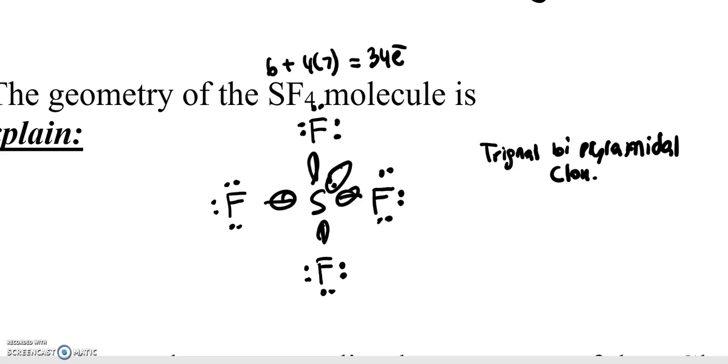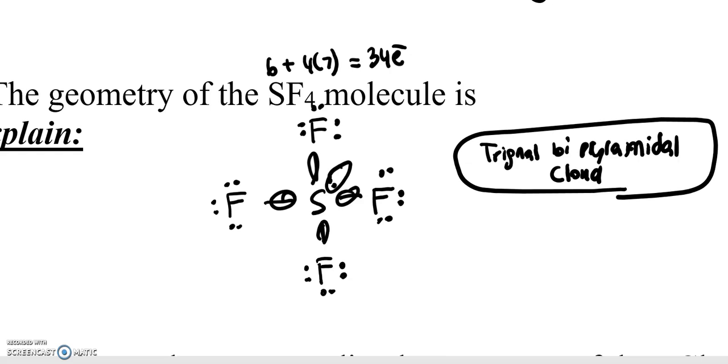That's the cloud, right? First, we want to find out the cloud. So now, once you find out the cloud, what would it be if you have 4 to 1? So, 4 bonding, but 1 lone pair. It's called seesaw. All right.